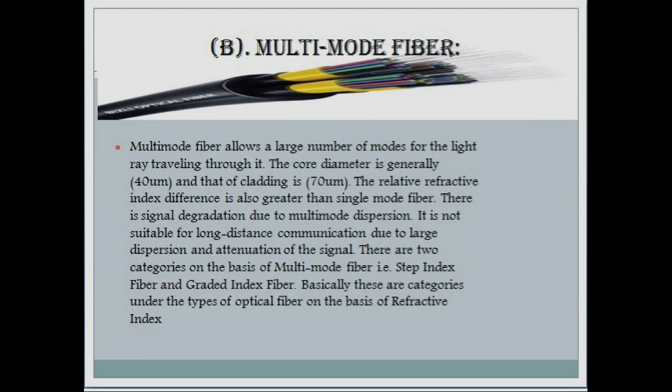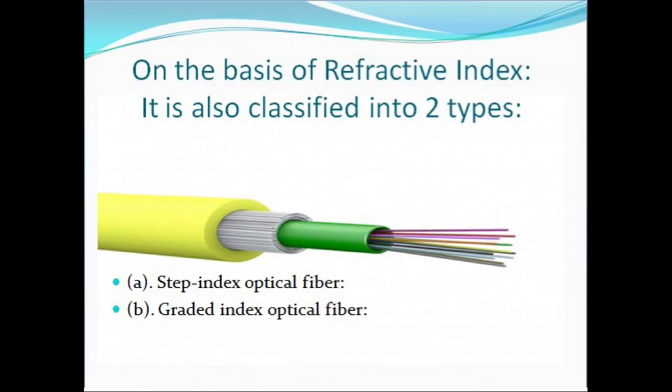There are two categories on the basis of multimode fiber, i.e. step index fiber and graded index fiber. Basically, these are categories under the types of optical fiber on the basis of refractive index. 2. On the basis of refractive index. It is also classified into two types.